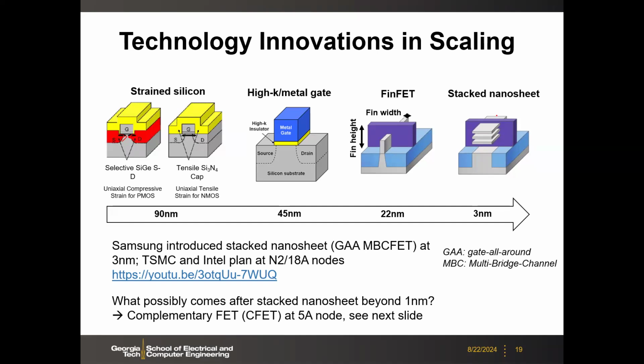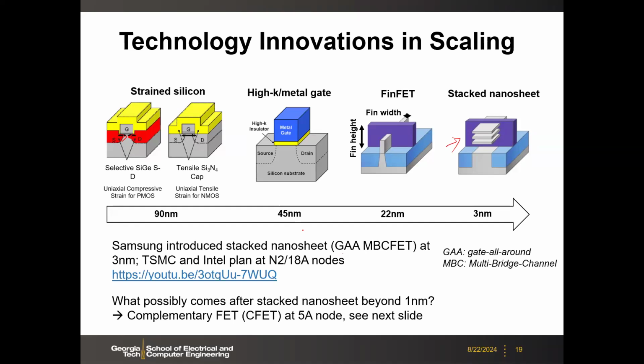And then at 3 nanometer and beyond, we will do the stacked nanosheet. Actually, Samsung already announced stacked nanosheet, but Samsung calls it gate-all-around multi-bridge channel. Basically this thing, okay? Different companies will have different names. Intel will call it nano ribbon, and TSMC, I don't know, maybe nanosheet. So Intel and TSMC also plan to transition to nanosheet from the 2 nanometer or maybe 18 angstrom nodes. So that will happen very soon.